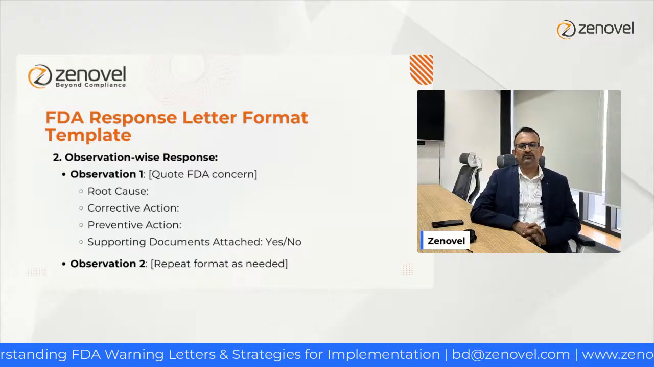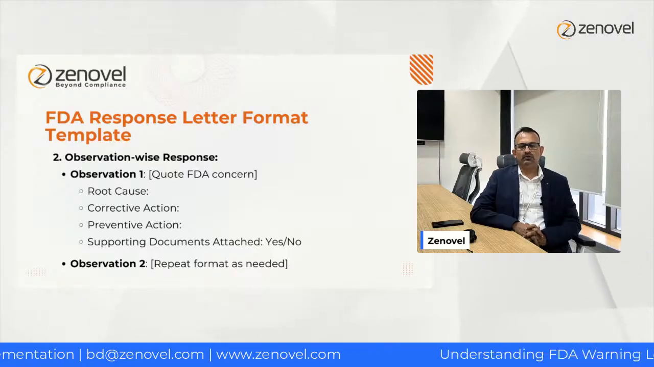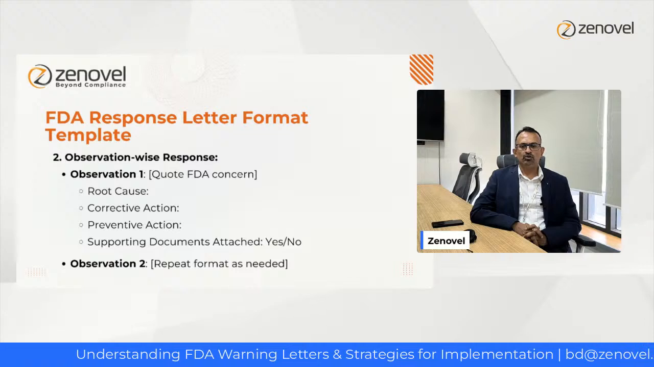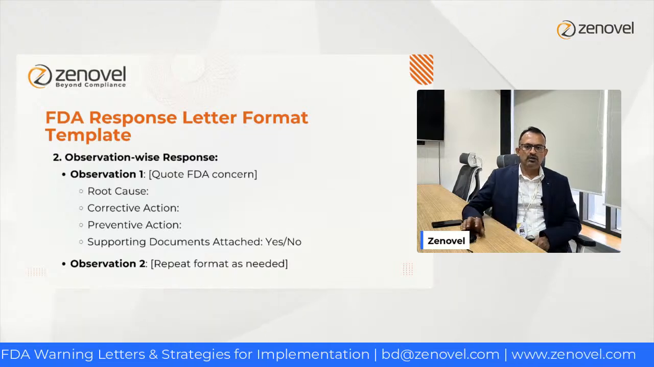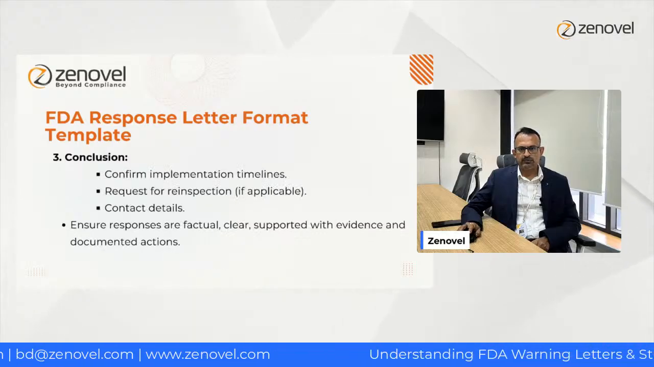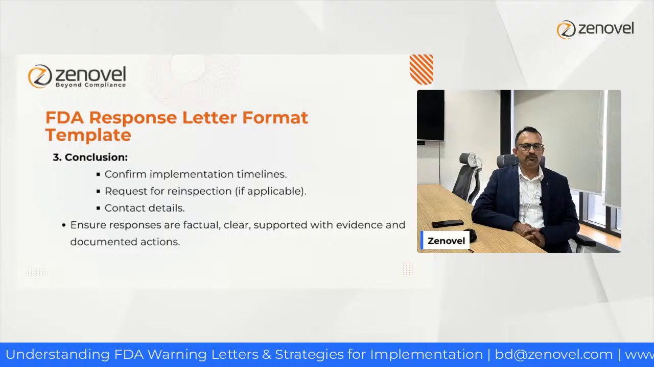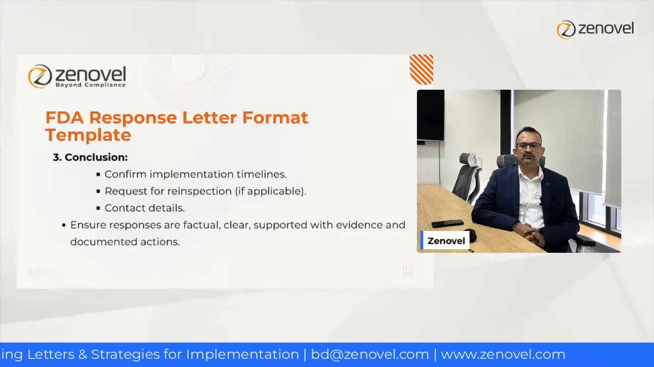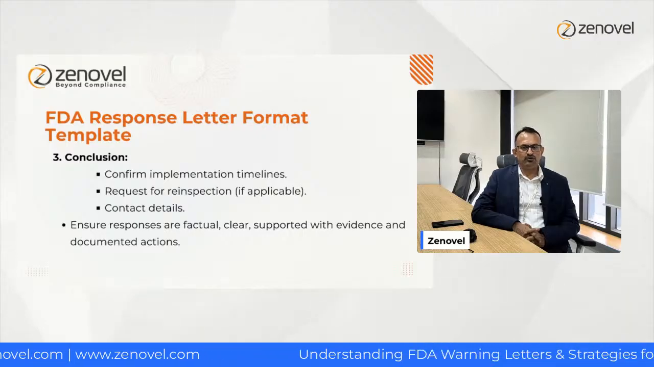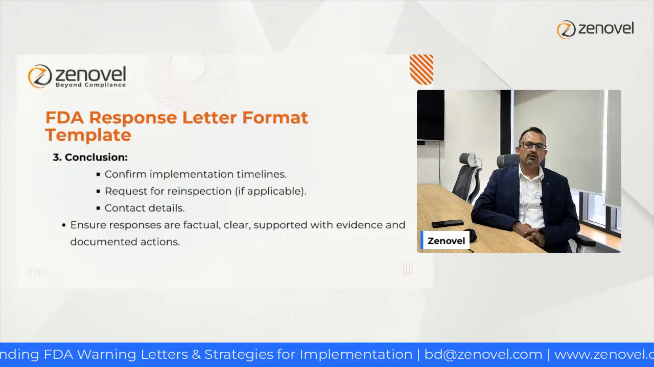Then the second is observation-wise response. Observation one includes, first, what was the root cause, then what is the corrective action plan, what is the preventive action plan, and supporting documents attached. Similarly, we have to give the response for all the queries. Then last is the conclusion. We have to confirm the implementation timelines, request for re-inspection if applicable, and the contact details. And we have to ensure the responses are factual, clear, supported with evidence and documented actions, and not just vague answers.